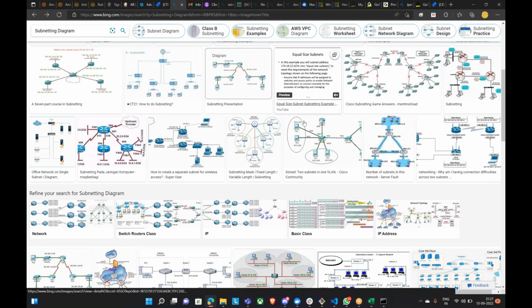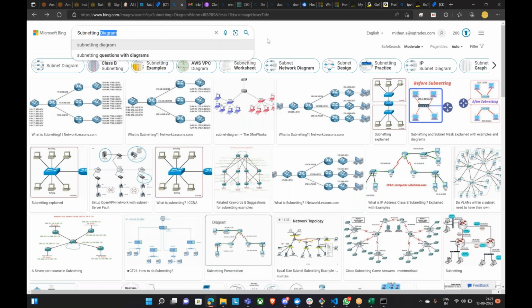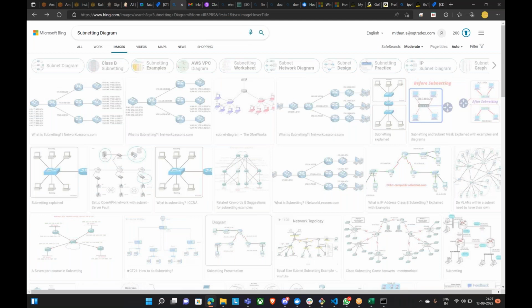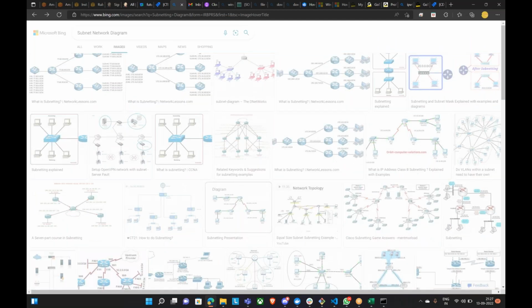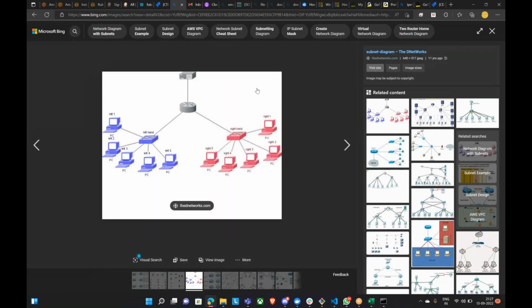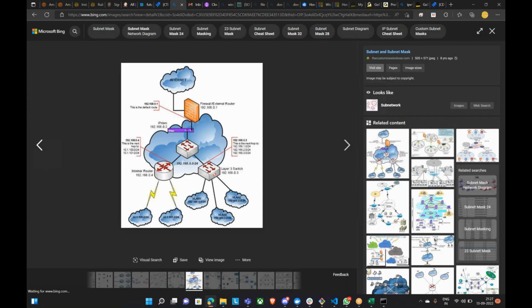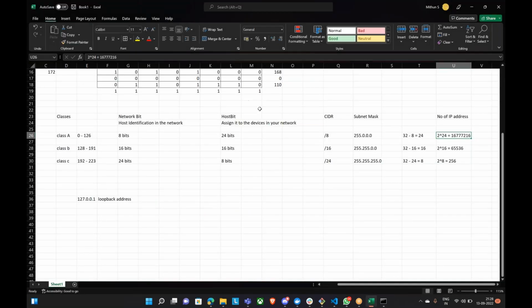So that is why there was a need for subnetting, right? Subnetting is nothing but dividing the bigger network into smaller networks, isn't it? Okay, so now let us understand how we can divide the network. Let us go back to the Excel. So how can we divide?